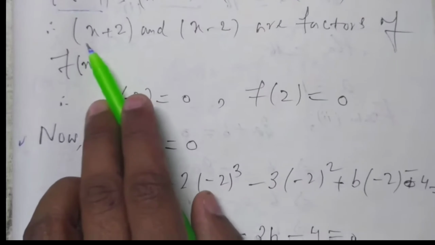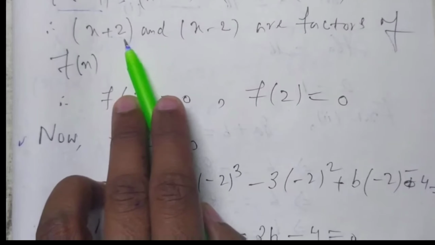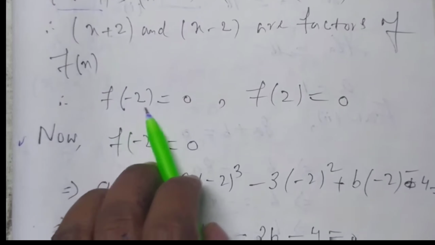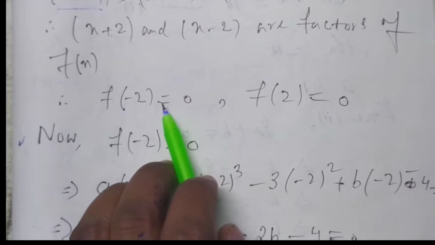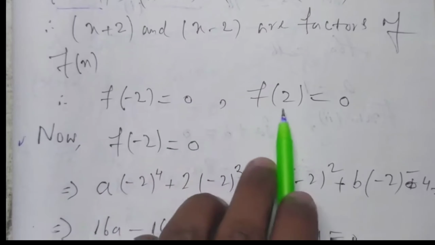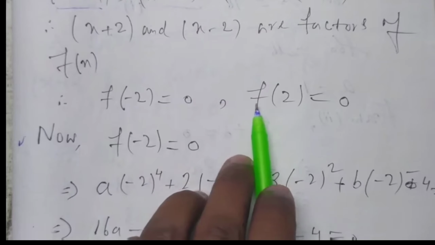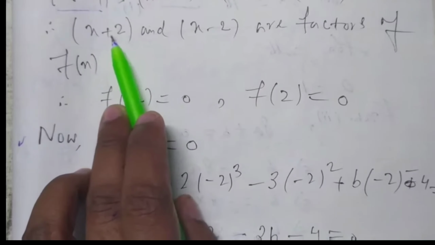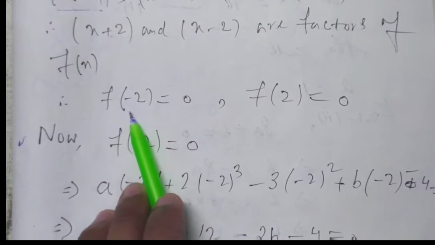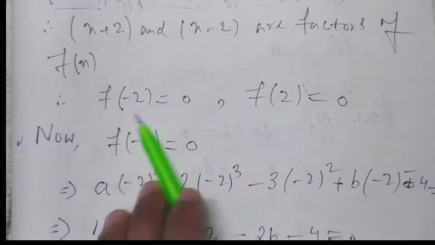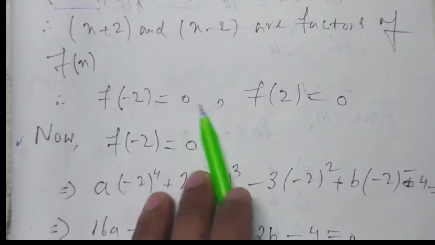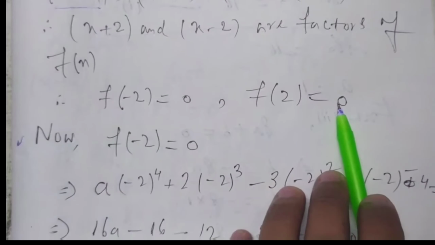Since x plus 2 is a factor, we get f(minus 2) equals 0, because we know that if x plus a is a factor, then f(minus a) is equal to 0, and if x minus a is a factor, then f(a) equals 0. So if you have plus, it will be minus, and if you have minus, you will have plus. So we have two conditions, f(minus 2) equals 0 and f(2) equals 0, from which we will find a and b.